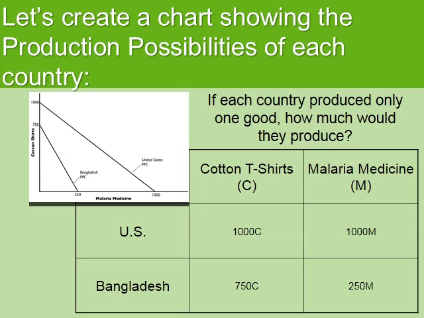Next, let's consider each country's production possibilities by setting up a chart like this one. Go ahead and draw this in your notes. This chart just highlights each country's production possibilities for each product. Basically, it shows if the country produced only one of this good, how much could they produce? Notice, this also highlights which country has the absolute advantage in production.